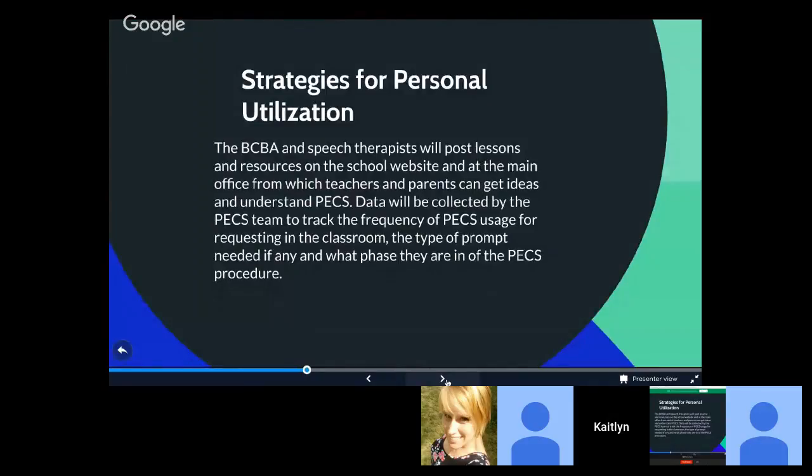Strategies for personal utilization. The BCBA and the speech therapist will post lessons and resources on the school website and at the main office, from which teachers and parents can get ideas and understand PECs. Data will be collected by the PECs team to track the frequency of PECs usage for requesting in the classroom, the type of prompt needed, if any, and what phase they're in the PECs procedure.